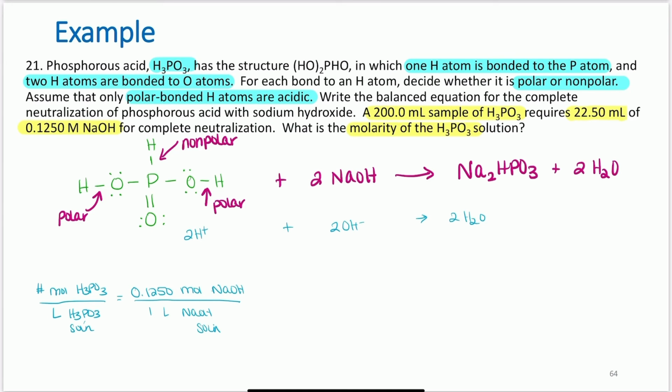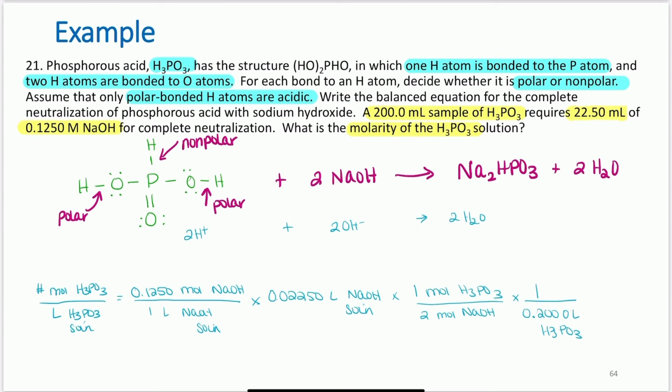So 0.1250 moles of NaOH per 1 liter of solution, and it required 22.50 milliliters, which is 0.02250 liters of NaOH solution. I see I have 1 mole of H3PO3 for every 2 moles of NaOH. And it was a 200 mL sample of H3PO3. So 0.2000 liters of H3PO3.